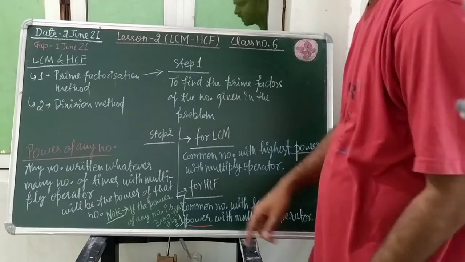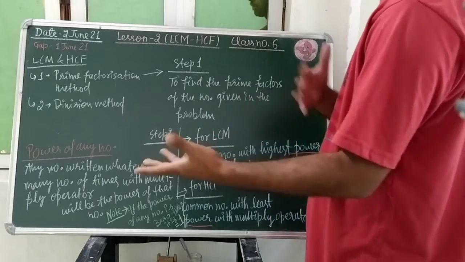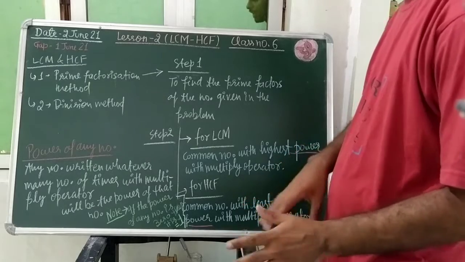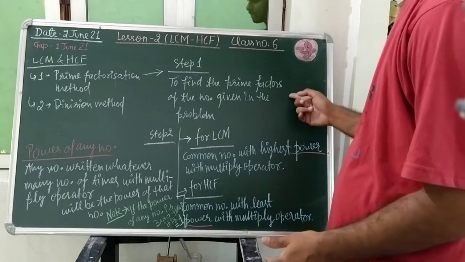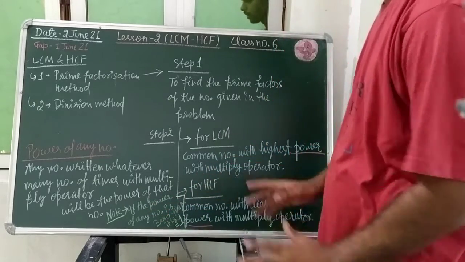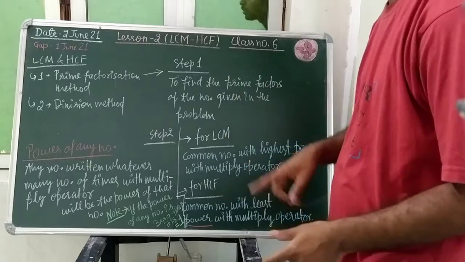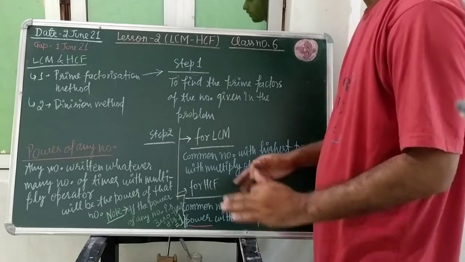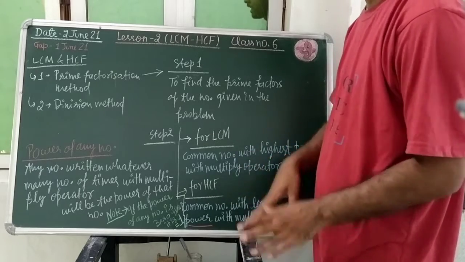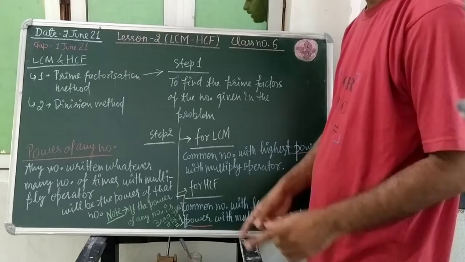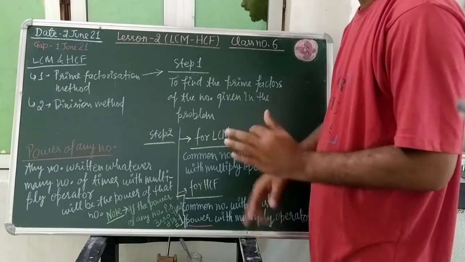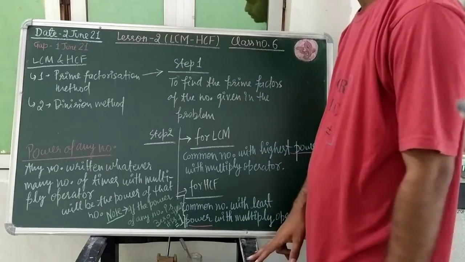If any number is written 2, 3, 4, 5 times, that will be the power of that number. You will remember that if the power of any number is 0, that equals 1. And if the power is 1, we do not write it. If we write 2, it means 2 has the power of 1. But if 2 is written 2 times with the multiply operator, 2 into 2, that becomes 2 to the power 2.